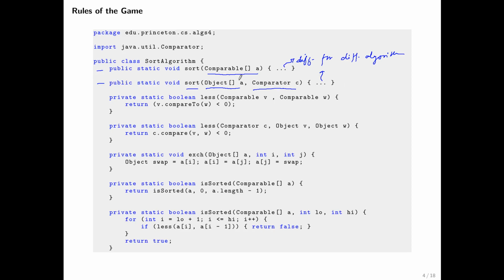Okay, and now we already have some experience with methods having this signature. We have seen Arrays.sort with one argument, namely an array of comparable objects, and we've also seen Arrays.sort with two arguments, the first argument being an array of objects and the second one being a comparator object.